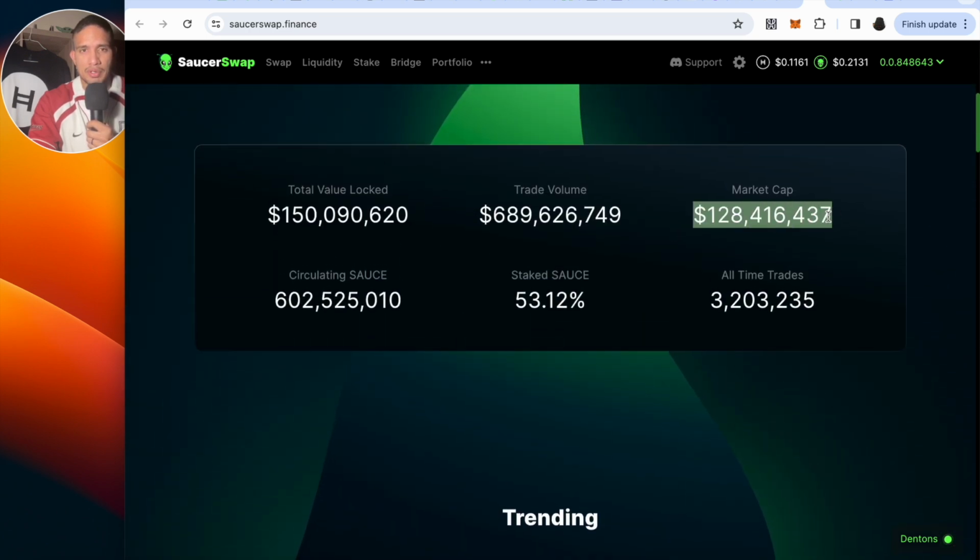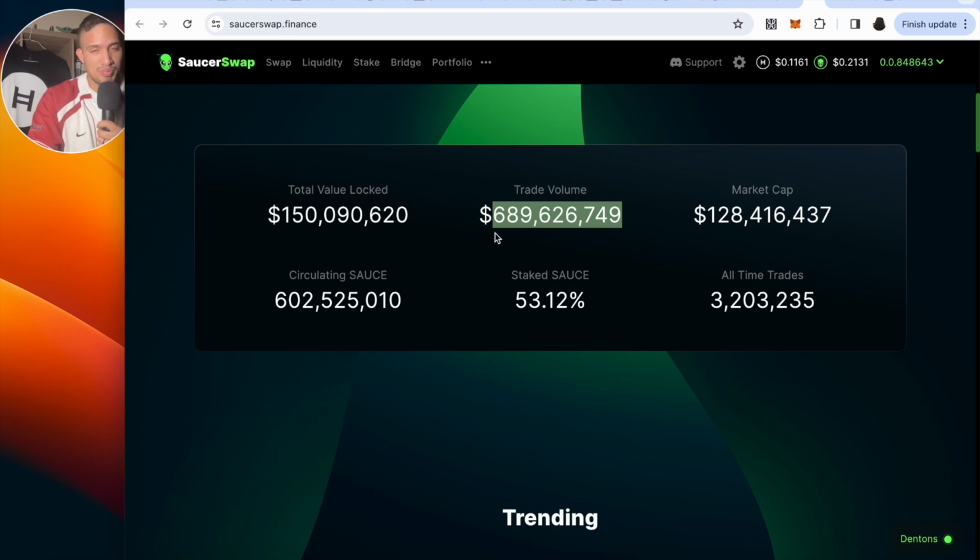As you can see here, total value locked now is 150 million. Trade volume is 689 million, which is exploding. This will soon reach the 1 billion market, 2 billion and 3 billion. Circulating sauce is now 600 million, 60%, huge win. Stake sauce, 53%. All-time trade, 3 million, bam.